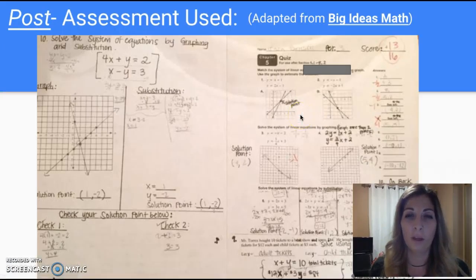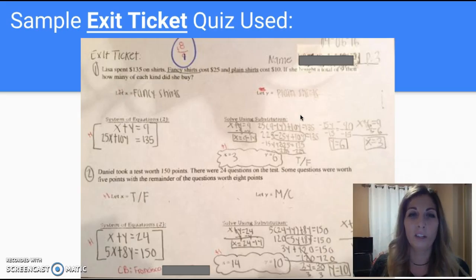Here is a sample of the post-assessment that the students took. Again, constructed response questions, as well as matching questions, all asking them to solve systems of equations by either graphing or substitution. Here's a sample of an exit ticket that was used halfway through the unit. This exit ticket in particular asked students to solve systems using substitution.